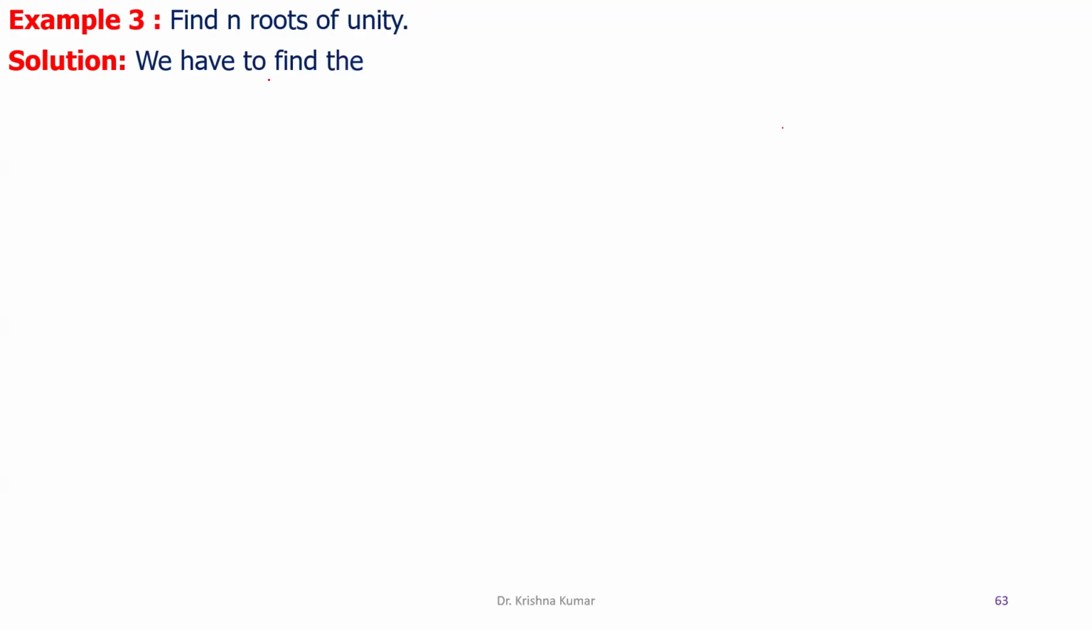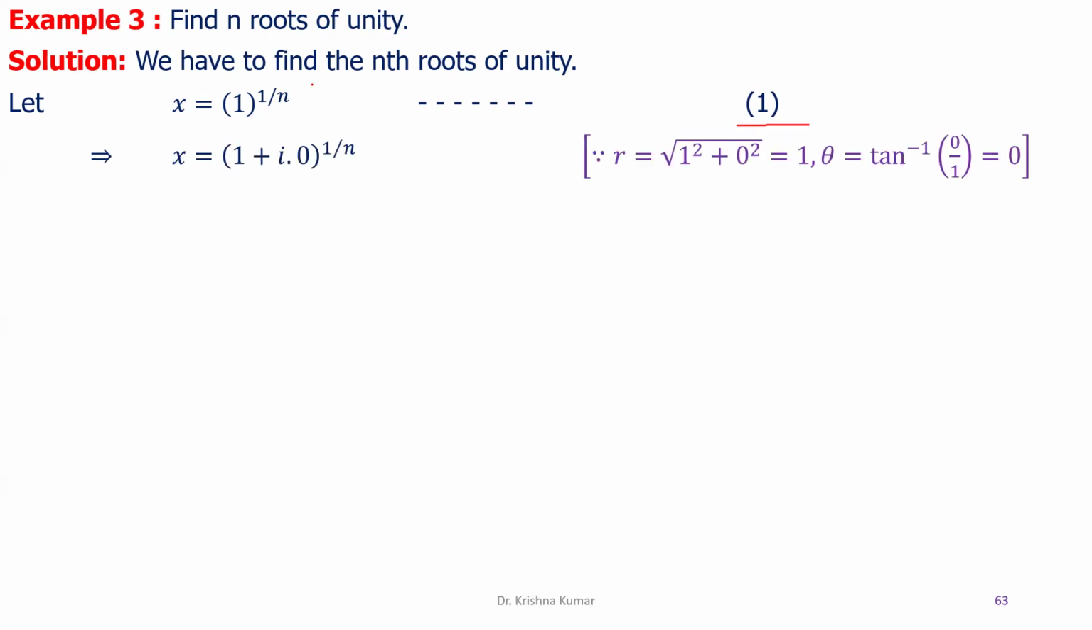So we have to find the nth root of unity. Let x is equal to the nth root of 1, which can be written as 1 whole to the power 1 upon n. Let us call it equation number 1. Then again, this 1 can be written as 1 plus i0 whole to the power 1 by n, by finding their modulus and argument, which is 1 and 0 respectively.